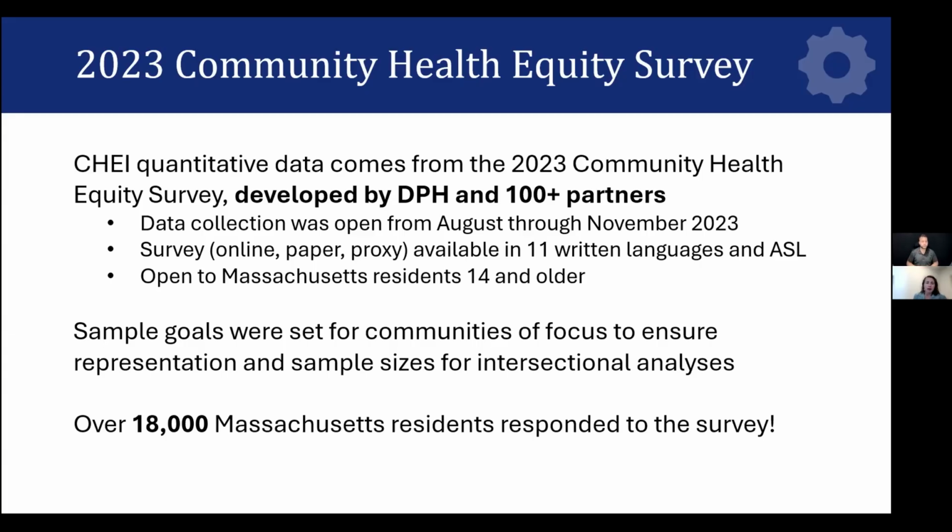A little bit more about our 2023 Community Health Equity Survey. It was developed by DPH in partnership with over 100 partners, both community partners and DPH partners. Data was collected mostly online from August to November of 2023 and available in 11 written languages and ASL. It was open to Massachusetts residents 14 and over. Sample goals were set for communities of focus to ensure representation and sample sizes for the analyses we wanted to do. And over 18,000 Massachusetts residents responded to the survey.